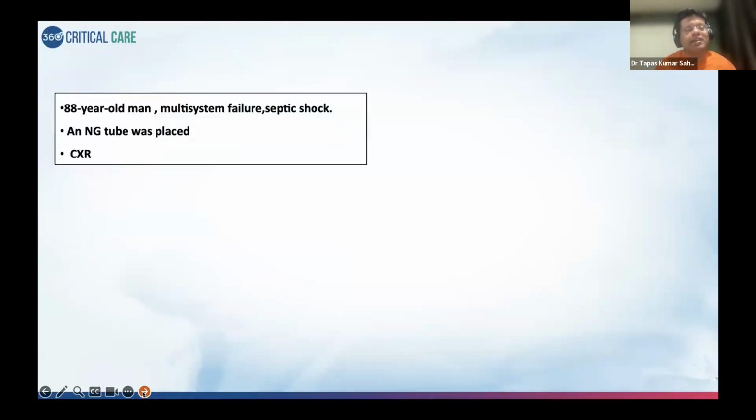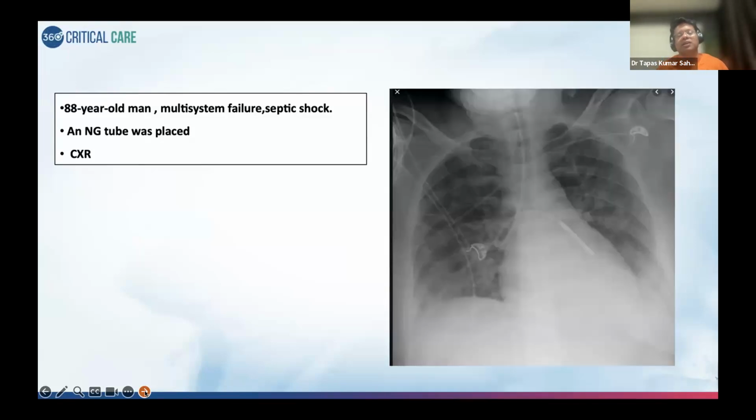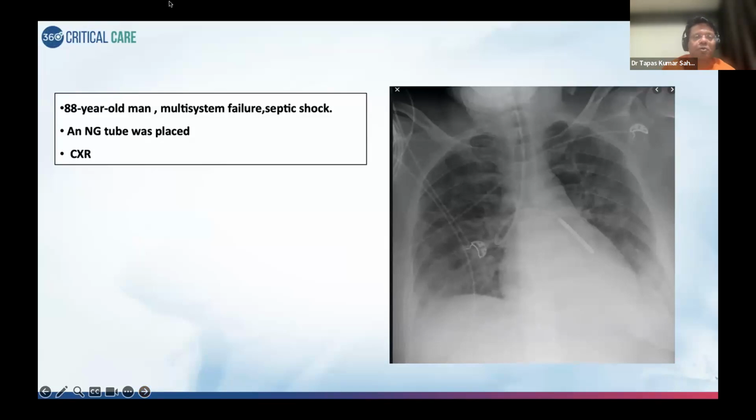Now, next question. 88-year-old man, multi-system failure, septic shock, and an NG tube was placed. You have ordered one chest X-ray and this X-ray has come like this. Straightforward answers, please. Let's be quick. Any significant finding, and what would be your next step? Everything okay? Should I start giving oral medications through this NG tube, or the NG feeding also? Malposition NG tube, remove, reinsert. Right bronchus, then left. Malposition, coiled.